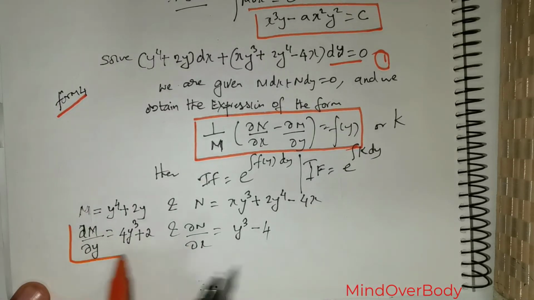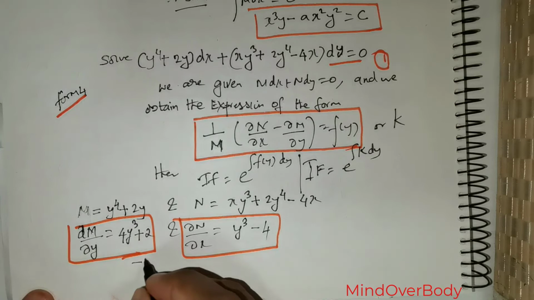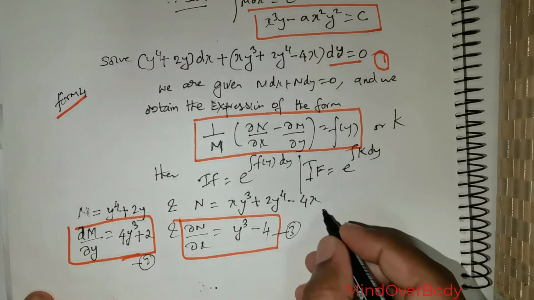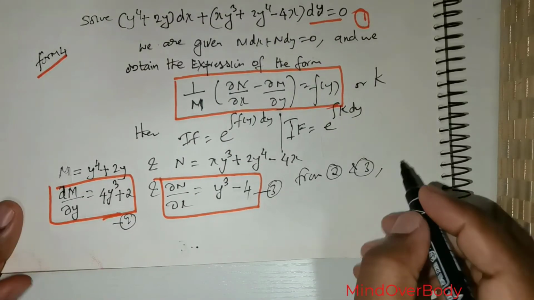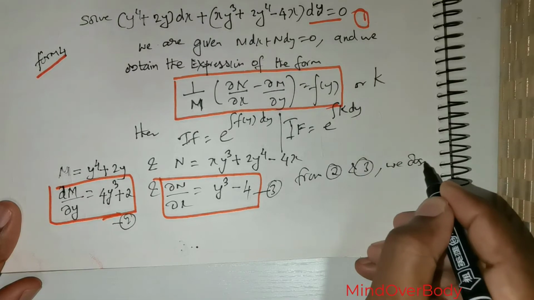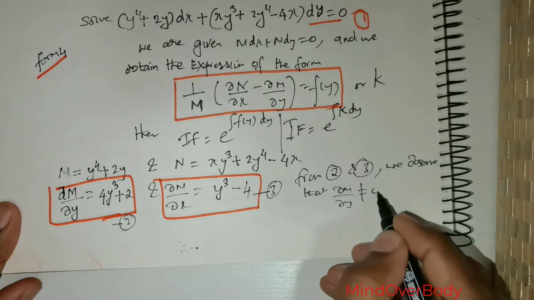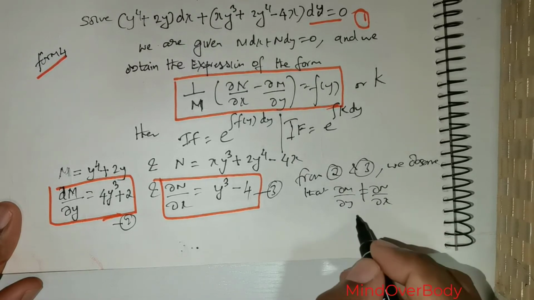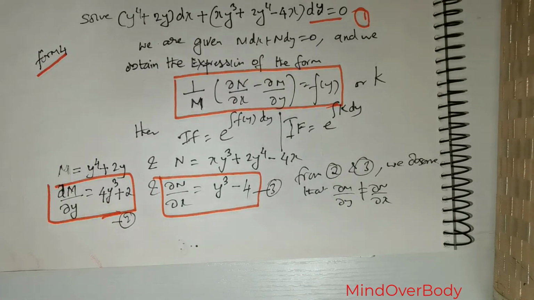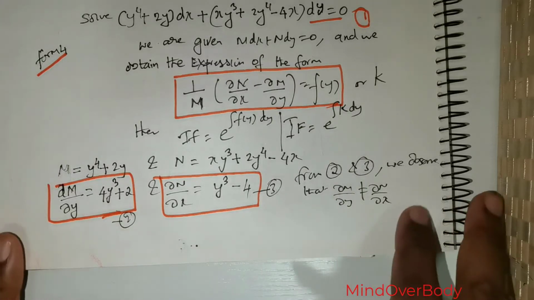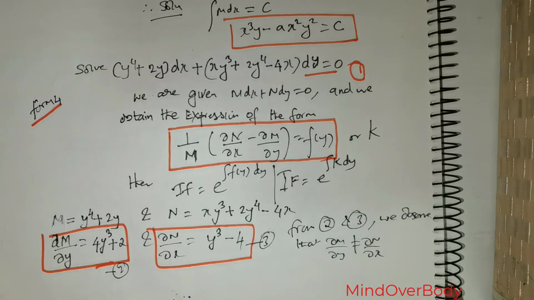So if I were to box this and take this as 2 and 3, from 2 and 3 we observe that dou m over dou y is not equal to dou n over dou x. That would mean we will have to have a mechanism by which we can convert the given differential equation into an exact differential equation, so the solution is possible.